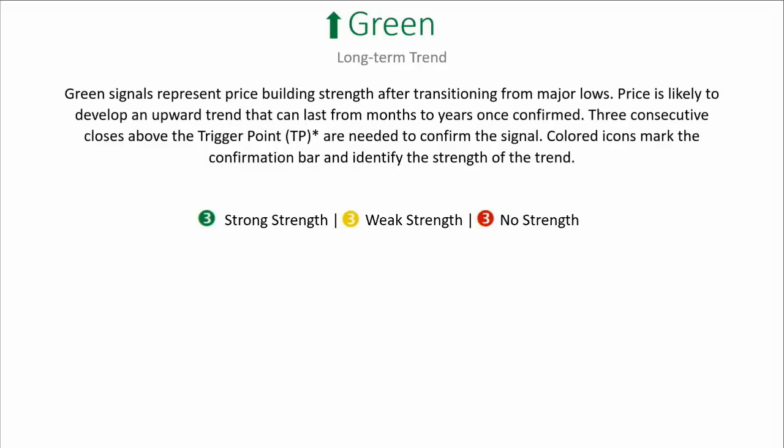When you see the green three icon, it's letting you know that price has the potential for a long-term trend. This is going to be your best friend. You have the highest likelihood of a good trend with this green strong strength signal.